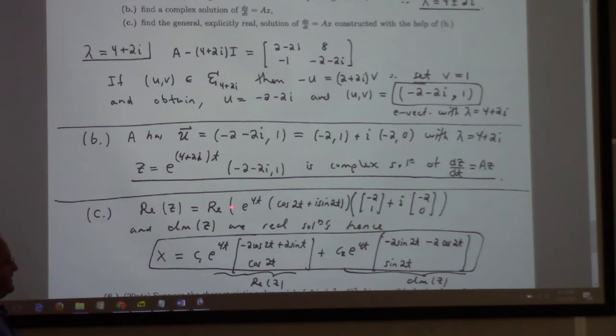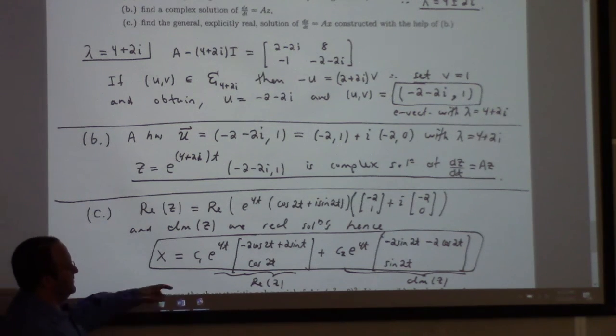And basically, we need Euler's identity, which is that this is e to the 4t. The e to the 2it gives me cosine 2t plus i sine 2t. And this vector breaks into the real vector minus 2, 1, and the complex vector i times minus 2, 0. Any questions about this? I mean, what I'm writing here? Do you guys understand what I'm doing?